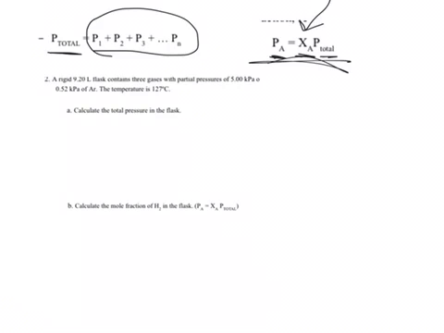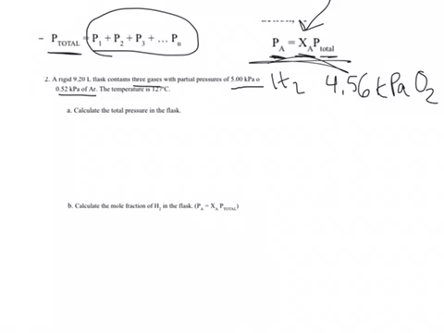So we have a flask. It has 3 gases, so that means there are 3 partial pressures. The first one is 5 kilopascals of hydrogen. The second one is 4.56 kilopascals of oxygen. And then the last one is 0.52 kilopascals of argon.